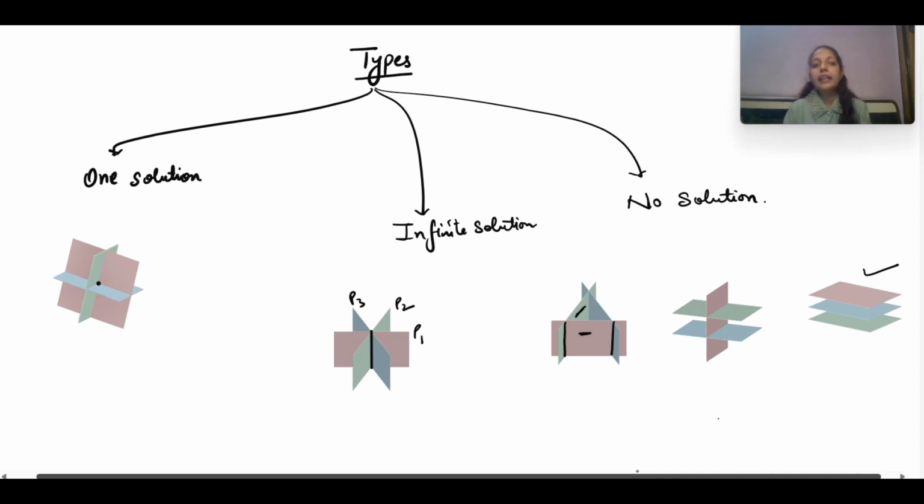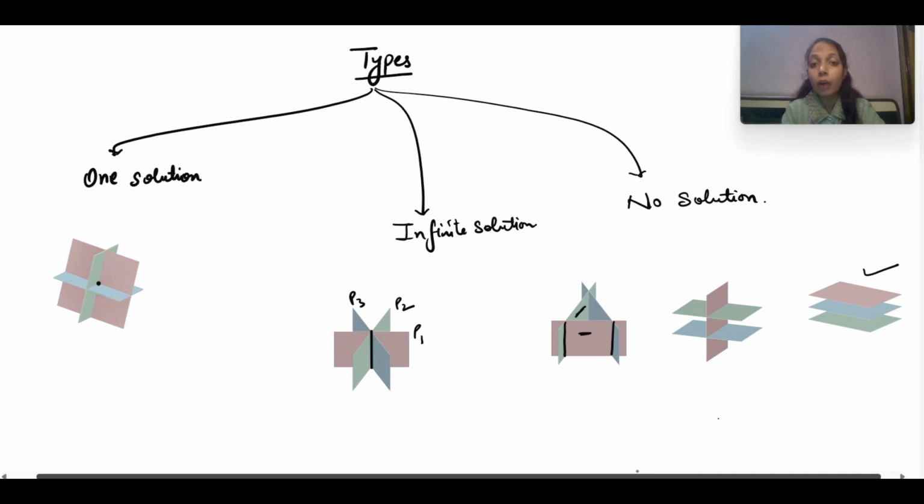So basically, in the types of solution we have three: one solution, infinite solution, no solution. One solution means all three planes intersect at one point. Infinite solutions mean three planes intersect and form a line, so there are infinite solutions. No solution means the three planes cannot intersect at one time. They may be parallel, they may be perpendicular, they may cross each other, but not all three are intersecting. Okay, so these were the types.